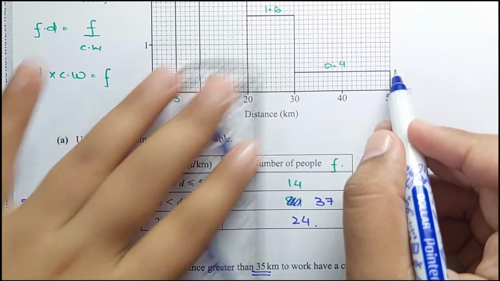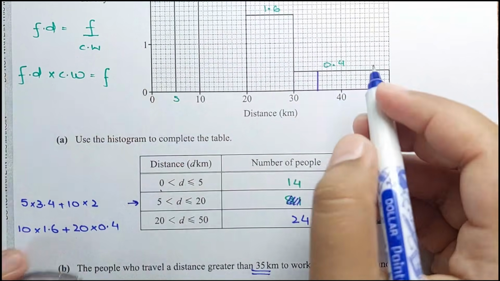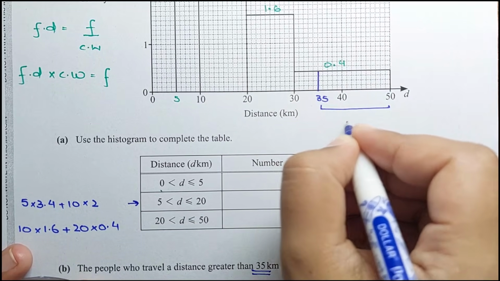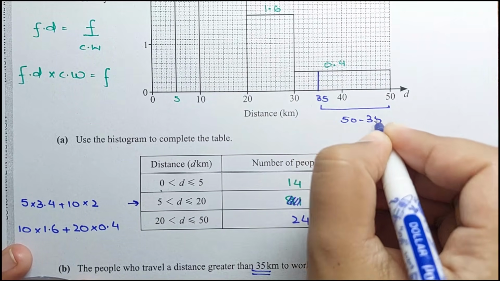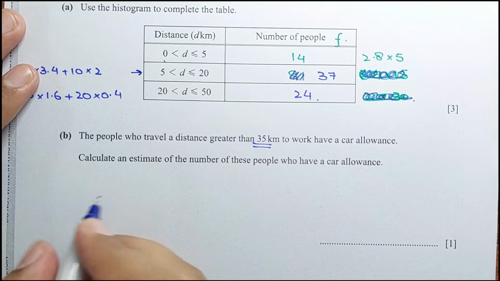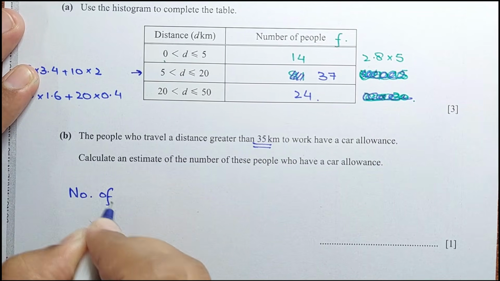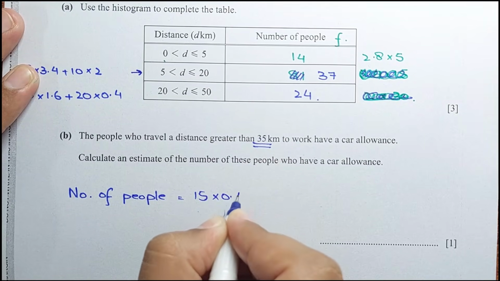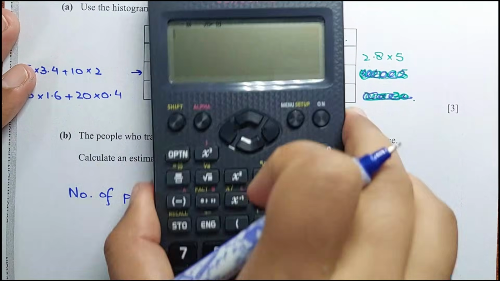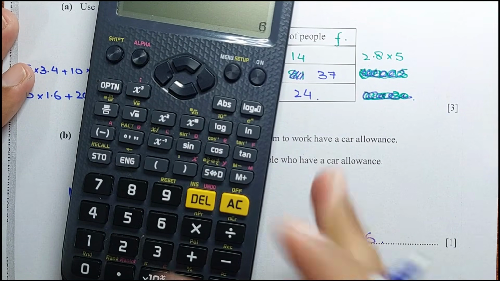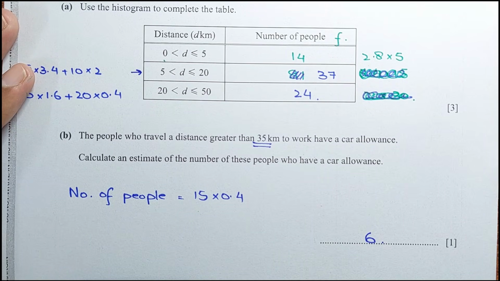So where is 35? Here is the number 35. So between 35 to 50, the class width is 50 minus 35, that is 15, and the frequency density is 0.4. So we need to find the number of people: 15 times 0.4, which is 6. So 6 people will get the car allowance.